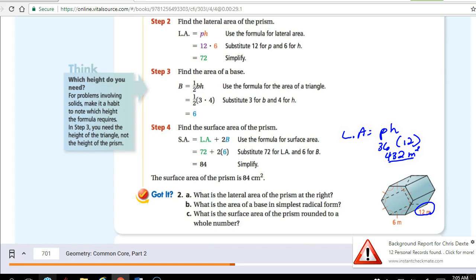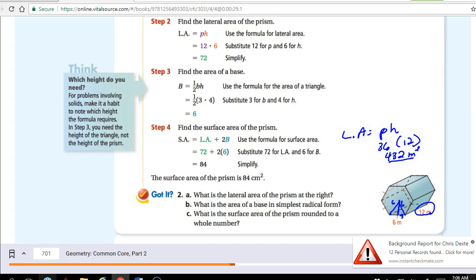Now we work our way to the area of the base, which is part B. The area of the base, you have to end up making a triangle here and splitting that down the middle, and what will happen is, I don't know that height. However, I know that when you split this, it makes equilateral triangles. So all those are 6. And I know if I split that in half, that's 3.